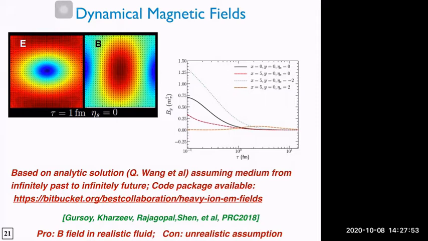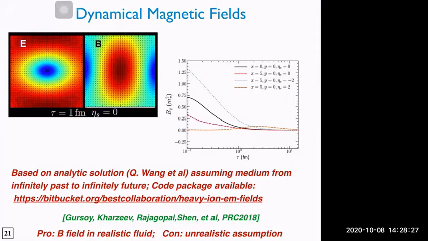I think they use the bulk evolution from viscous hydro. On the other hand, there's some problem because the result is based on an unrealistic assumption. Essentially, the magnetic field is not directly solved, and it's using, I think, an analytic solution from Tuchin and others, where you have an analytic solution by assuming the medium is there and not changing with time and space from infinite past to infinite future. But unfortunately, that's of course not the case for heavy-ion collision.